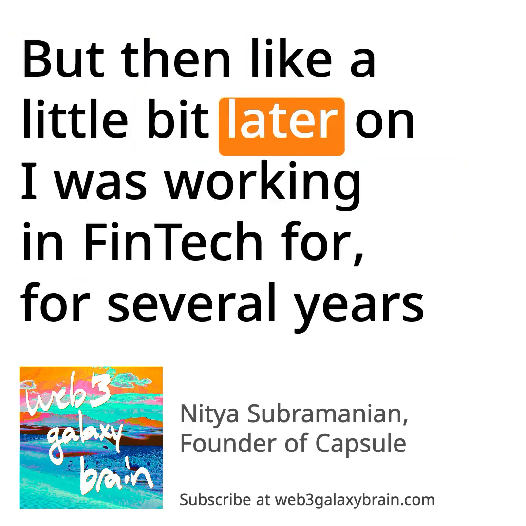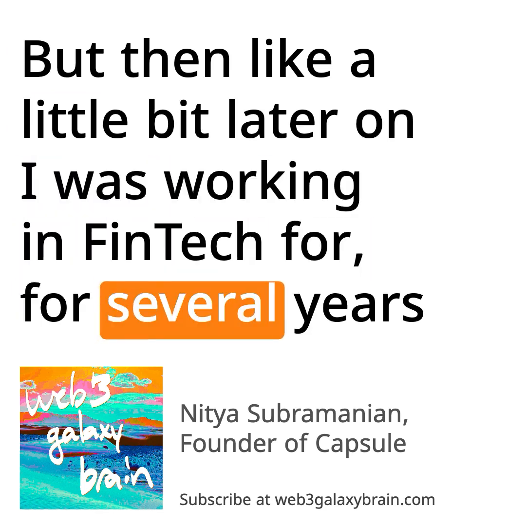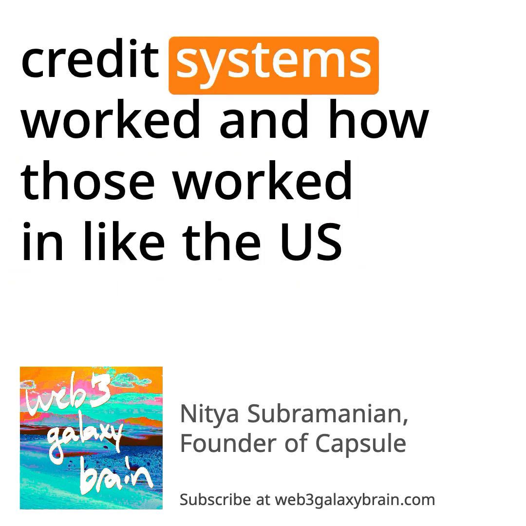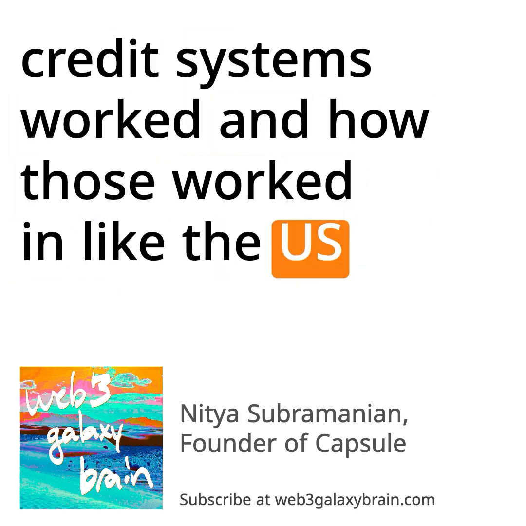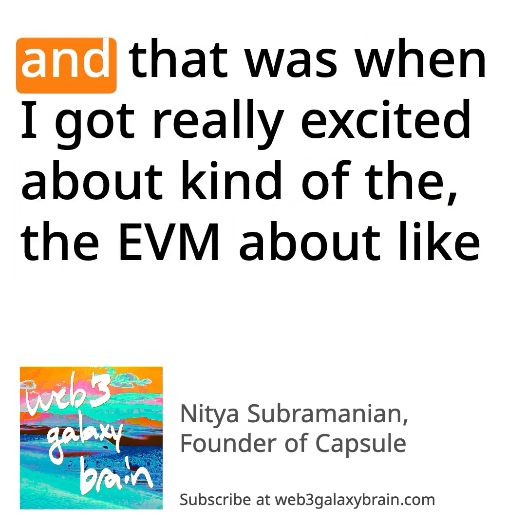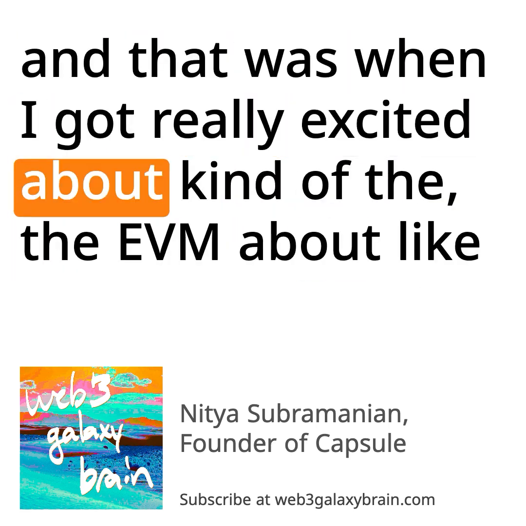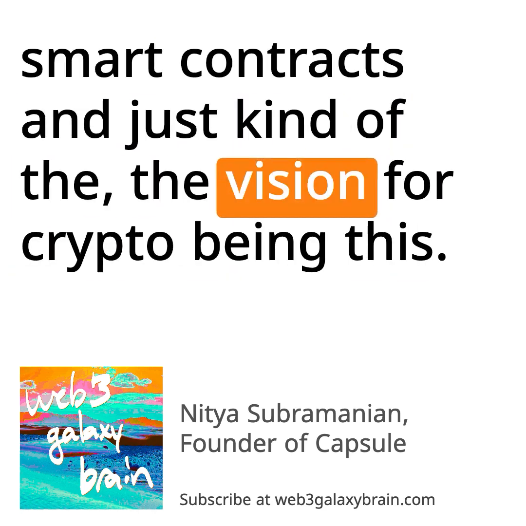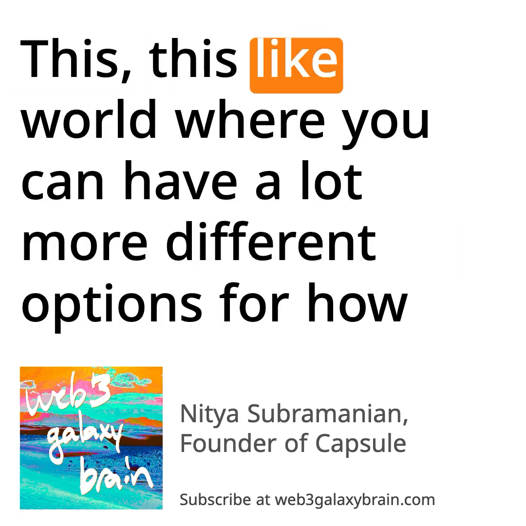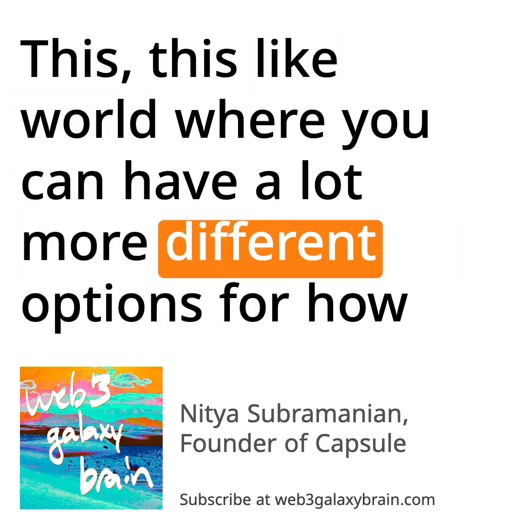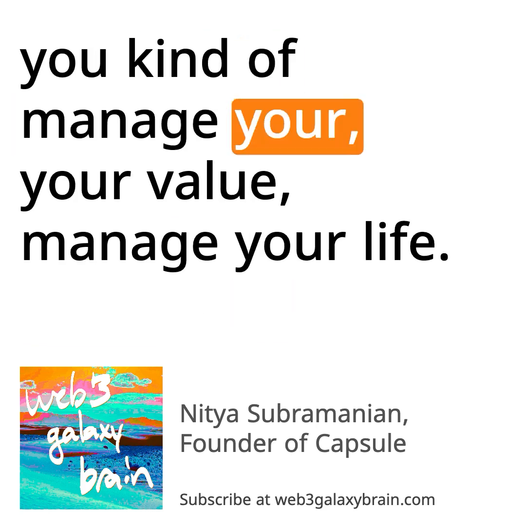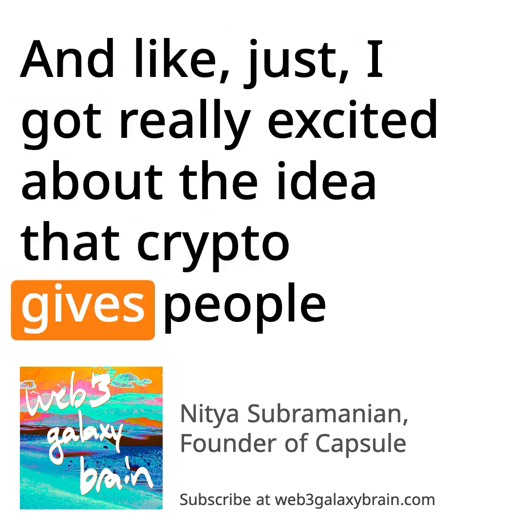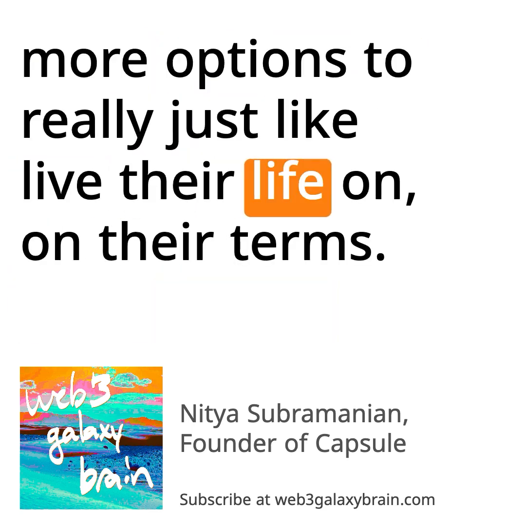But then a little bit later on, I was working in fintech for several years after that and started to understand a lot more about how lending and credit systems worked in the US, especially in the mortgage context, which is what I was doing. And that was when I got really excited about the EVM, about smart contracts, and the vision for crypto being this world where you can have a lot more different options for how you manage your value, manage your life. I got really excited about the idea that crypto gives people more options to really just live their life on their terms.